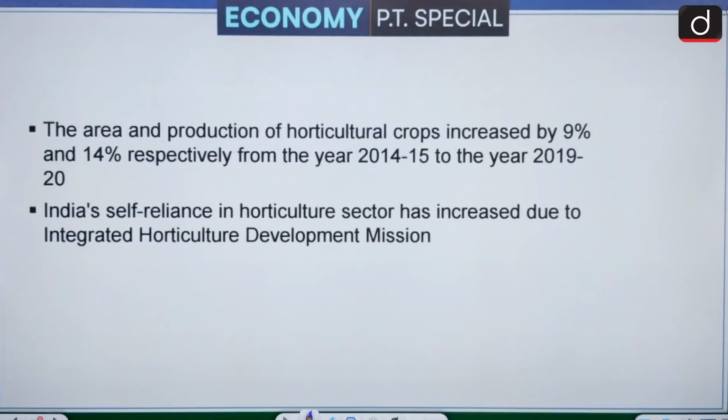Also, the area and production of horticulture crops increased by 9% and 14% respectively if we compare the year 2014-15 to 2019-20. Now, India's self-reliance in the horticulture sector has increased due to this scheme, the Integrated Horticulture Development Mission.